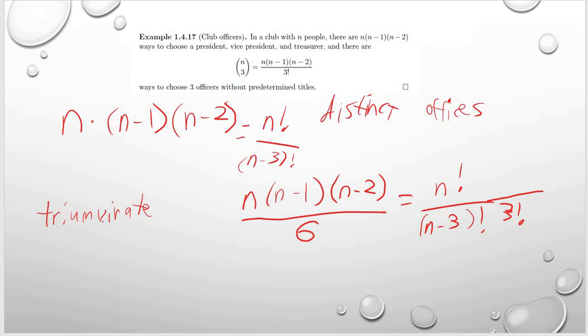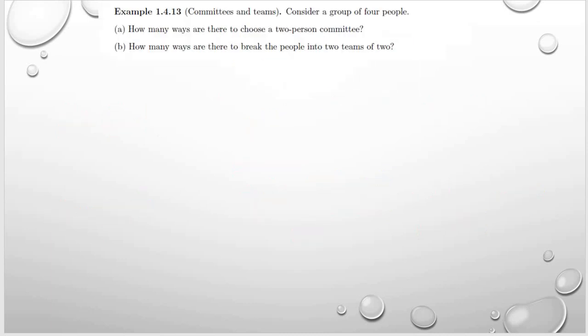possibilities, as will become evident in our next example, which involves, well, first of all, choosing a 2-person committee, and after that, choosing 2-person teams. So let's consider part A. How many ways are there to choose a 2-person committee if we have 4 people to choose from? Well, we can't reuse, if you don't get a 2-person committee by putting one person on it twice, do you? That isn't a 2-person committee.